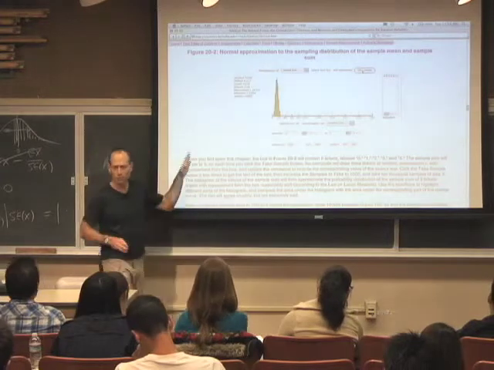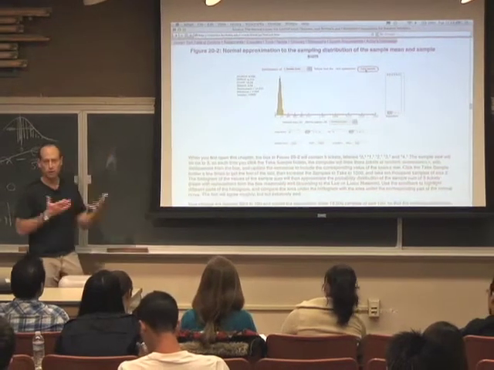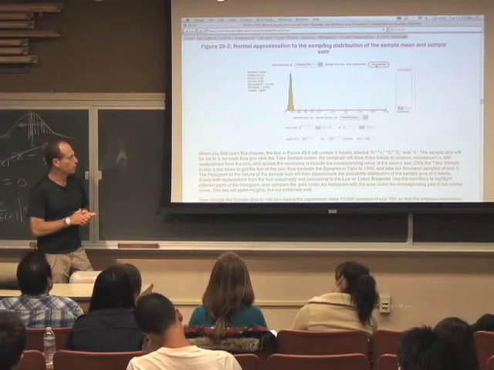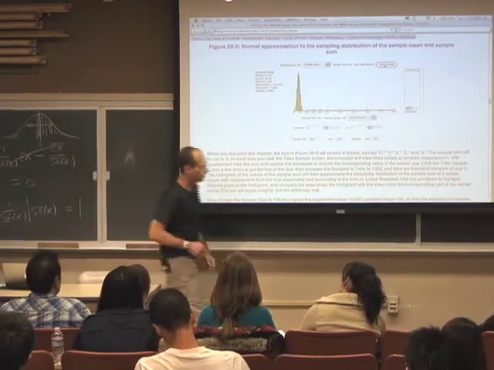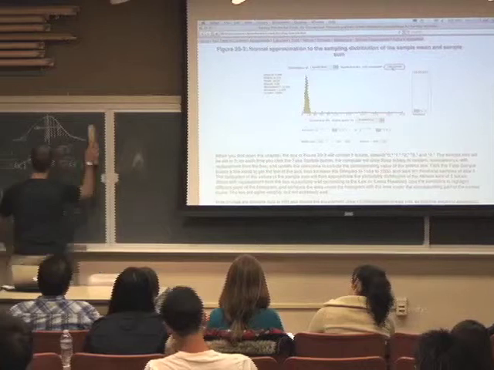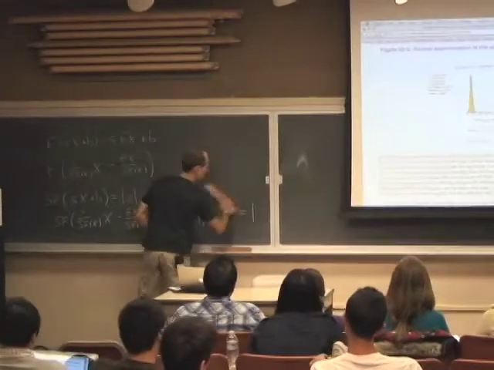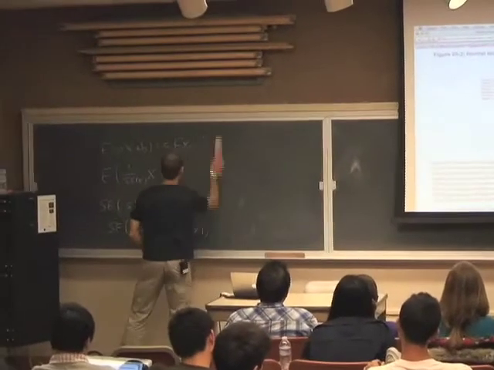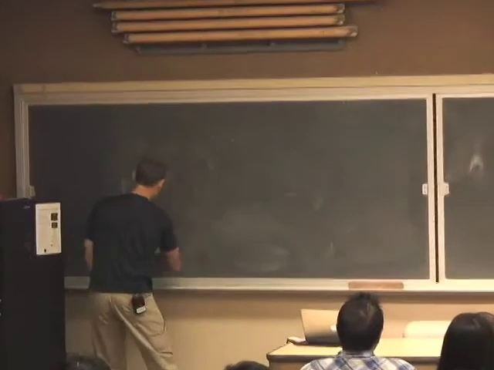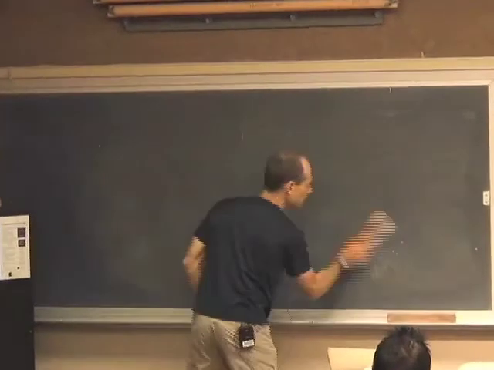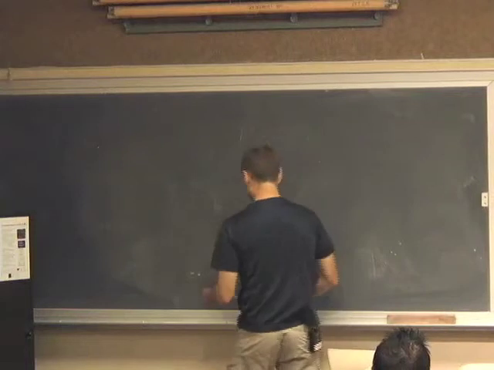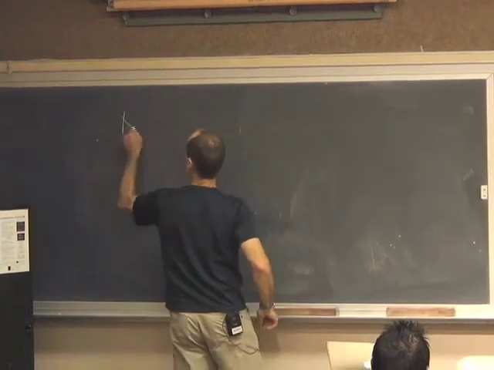Right, so this is the normal approximation, and how do we use it in practice? Well, what we know is that if we want to find the probability that x is in some range, okay, so normal approximation.